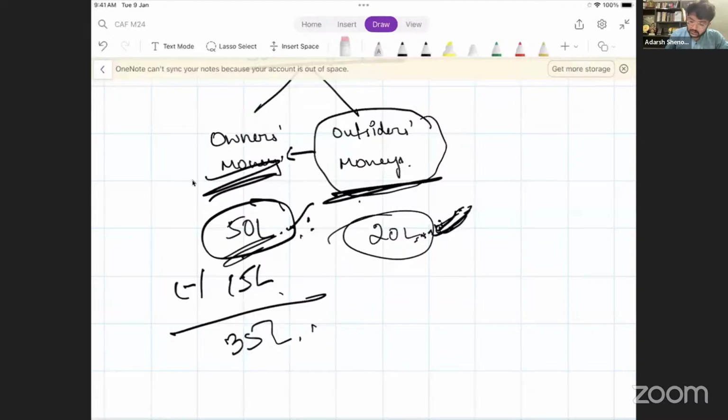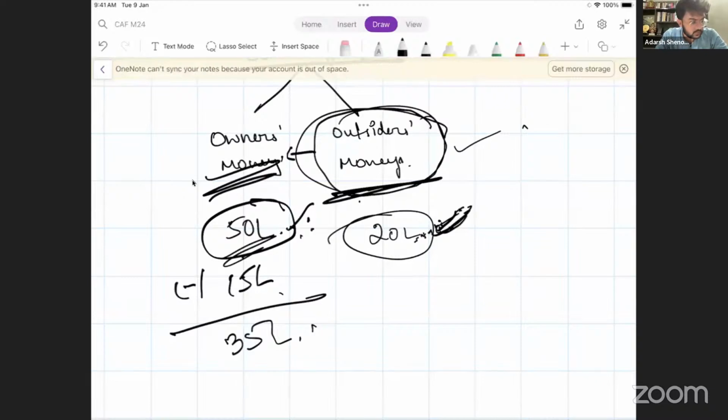So this is not very convincing for the outsiders. They will not like this. Owners should not leave the business. That's why owners' money is never repaid. I told you earlier, owners' money is not repaid. Owners' money is repaid only when the business is closing down, ideally. There's a concept of buyback of shares and all, but otherwise, generally, owners' money is given back only when the business is closing down.